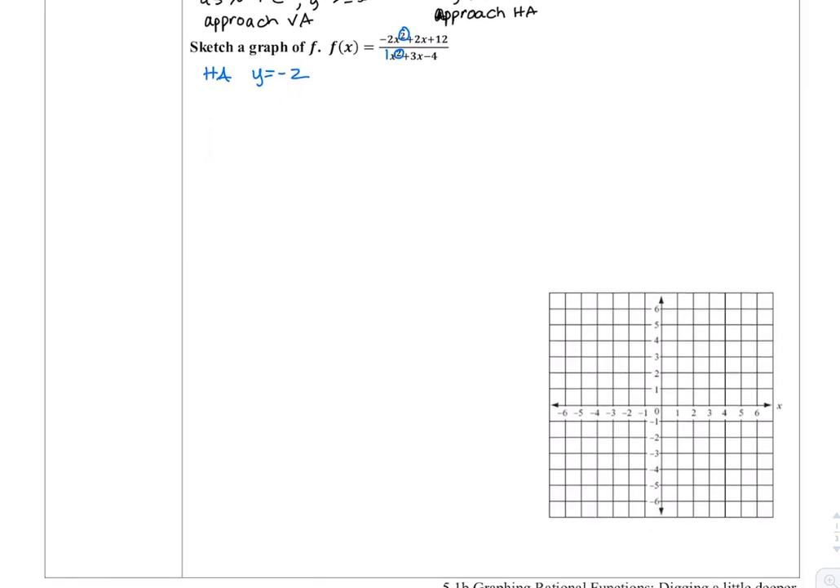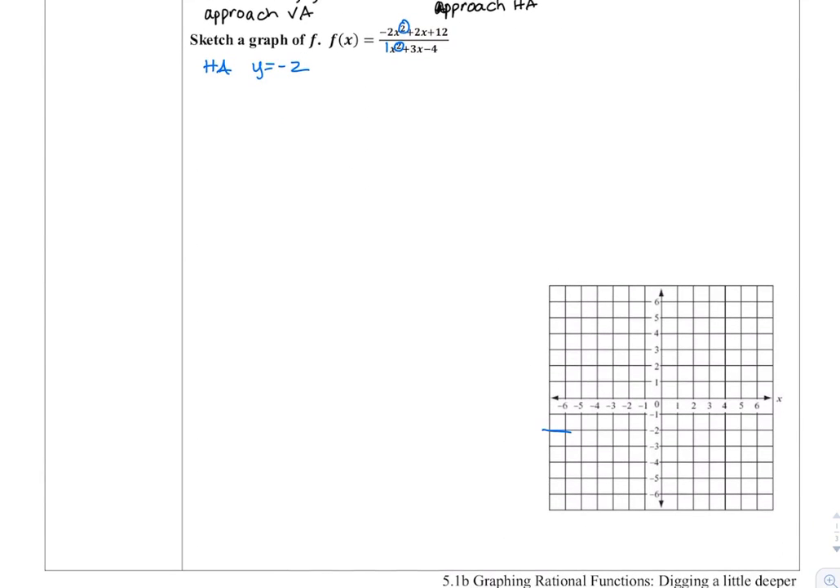So we'll go to our graph and we'll quickly sketch y equals negative 2. All right, and we got that great information.